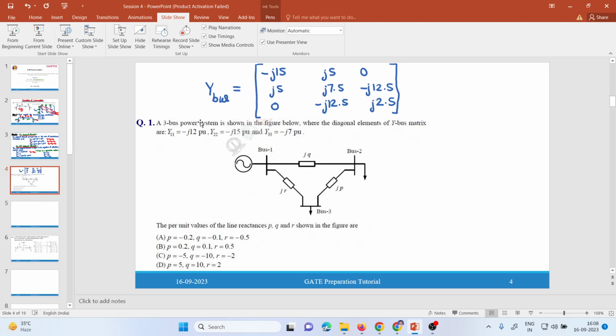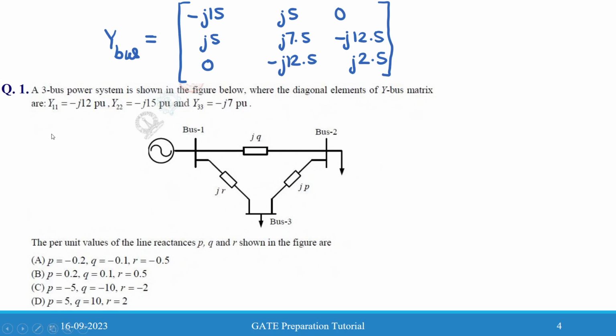Based on this concept, this trick, this method, we are going to solve the first problem. This is from GATE 2017, set 1. All of you, please try to solve this problem, and whoever gets the answer, type your answer in the chat box. At least all of you try, so that you will get confidence.